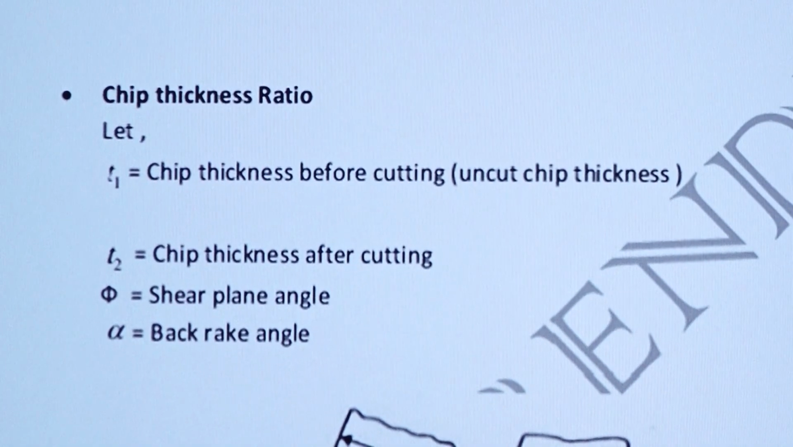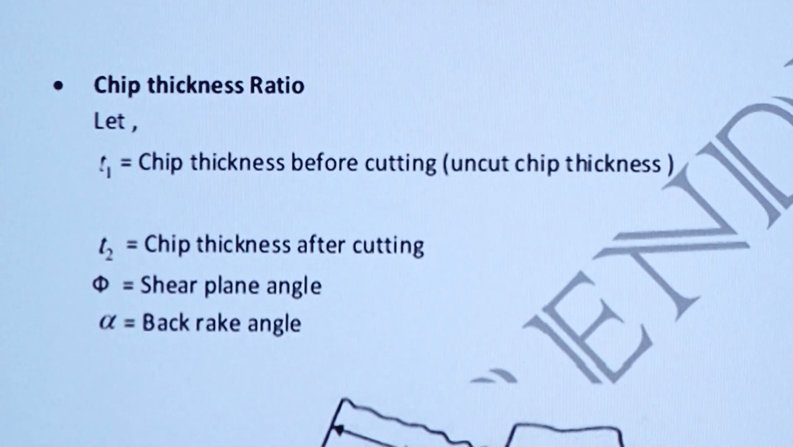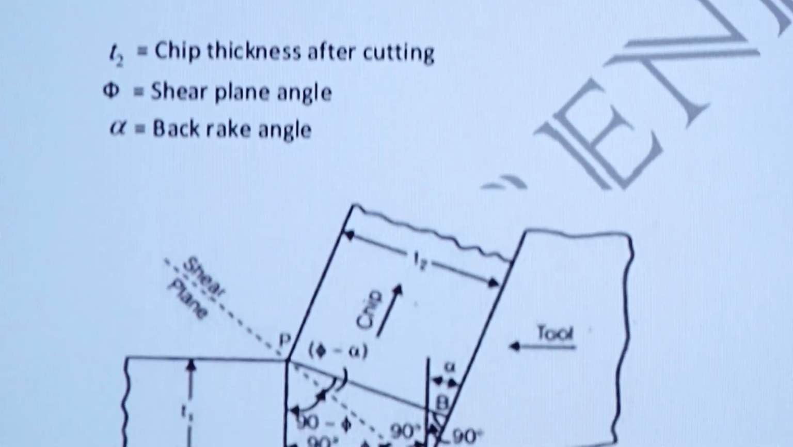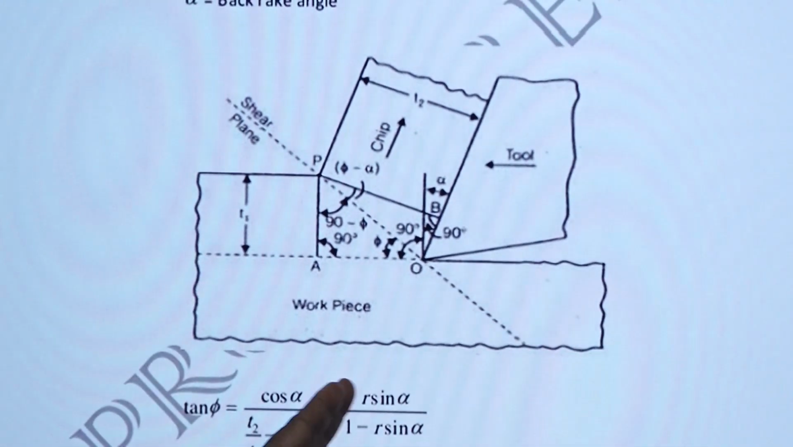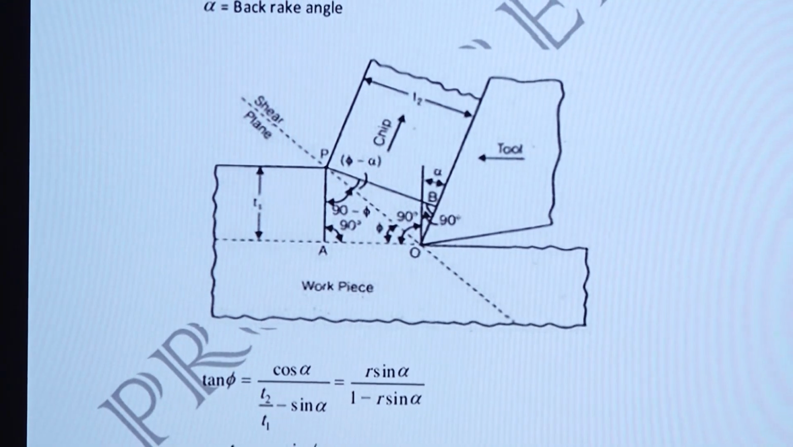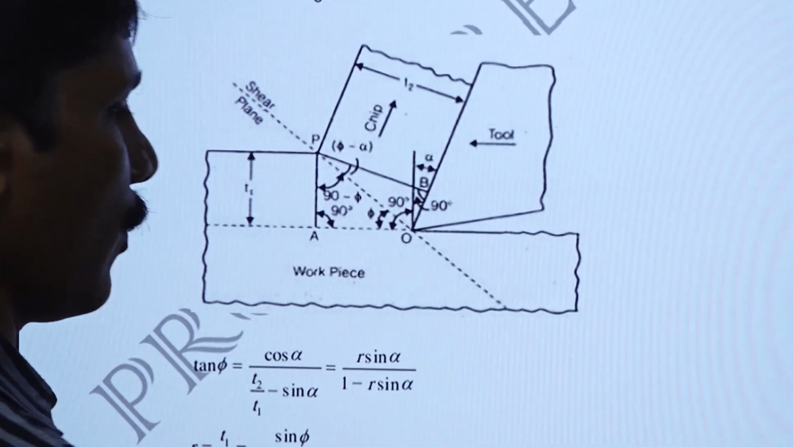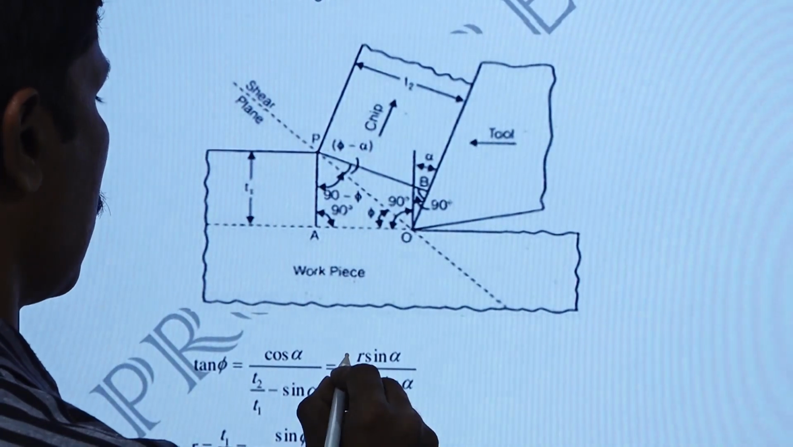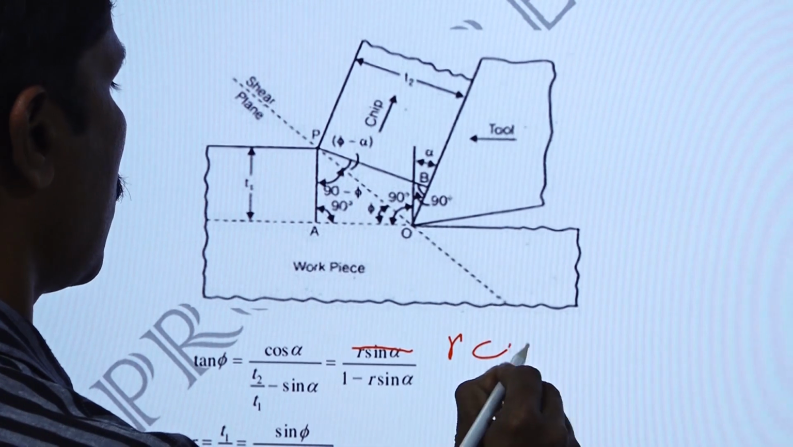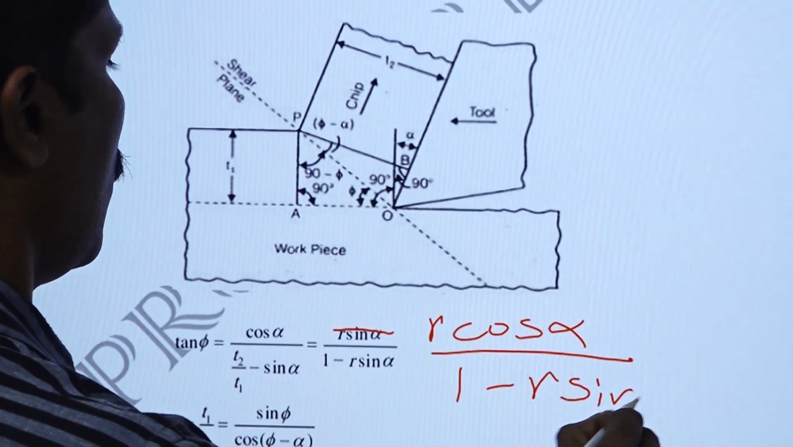Next is chip thickness ratio. Chip thickness ratio can be defined as t1 by t2, where t1 is the uncut chip thickness and t2 is the chip thickness. So you can get tan phi equal to r cos alpha divided by 1 minus r sin alpha. Here you have to make a small correction: this is not r sin alpha, this is r cos alpha divided by 1 minus r sin alpha.